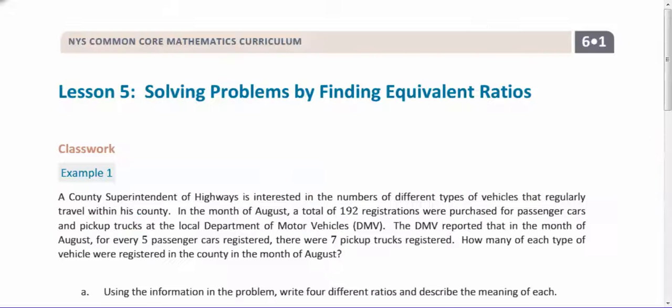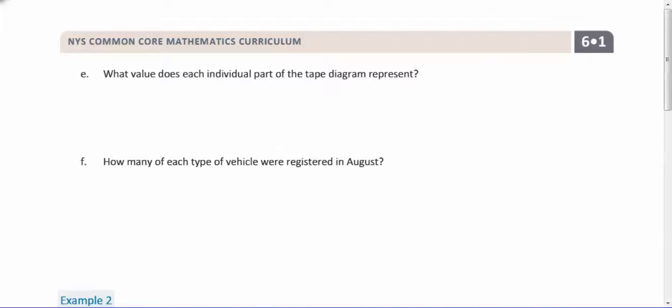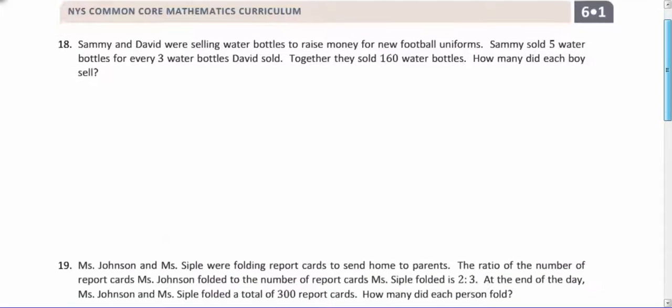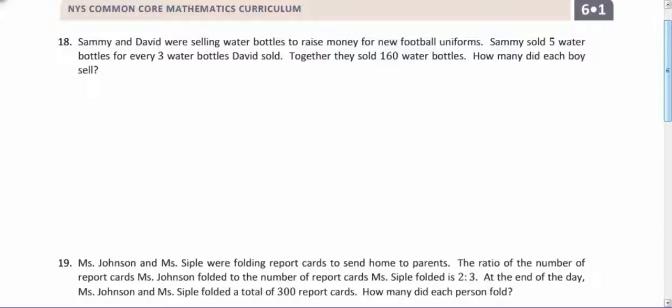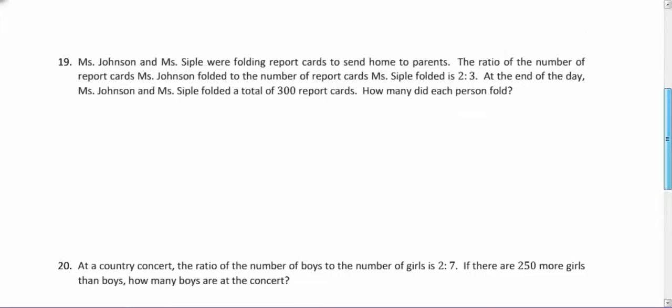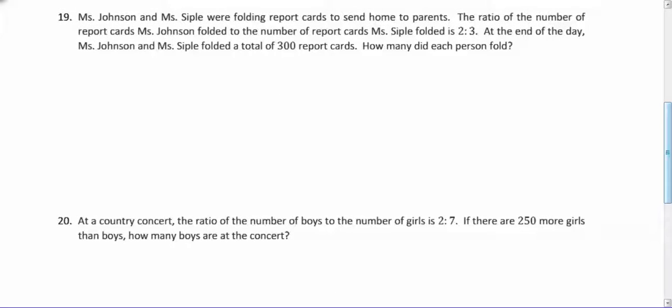The other thing that we did today is we kind of skipped around a little bit because of how it makes sense. Yesterday we talked about Sammy and David selling water bottles and setting up a tape diagram for that. This next example, number 19, is pretty much the same type of question, same setup, where they give us a ratio and then they give us a total that ratio represents, and then we have to figure out the individual amounts.